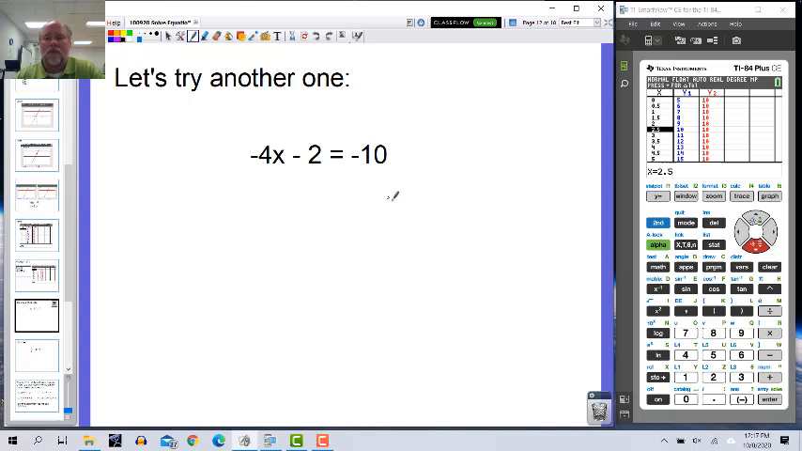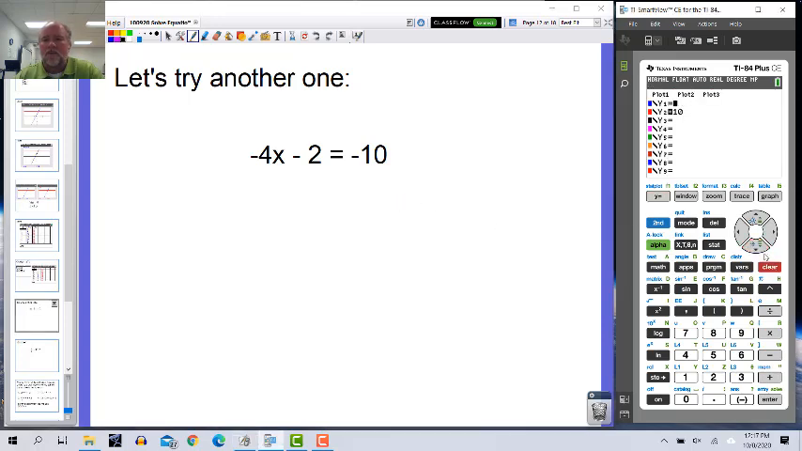So let's see if we can do this. So we're going to go to y equals. Okay, we're going to clear out what's in there. So clear, down arrow, clear, and then go back up. And then we're going to type this first part, -4x minus 2, into y1.